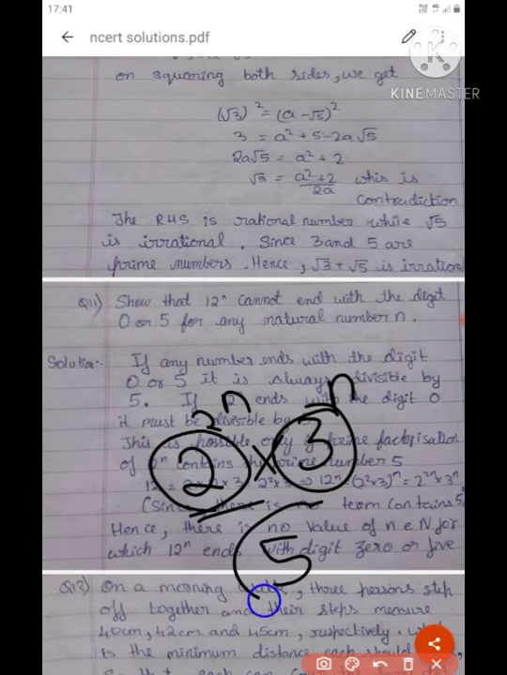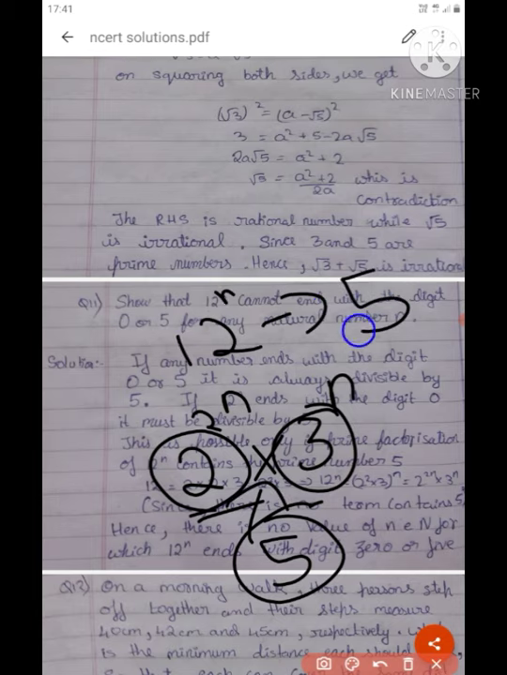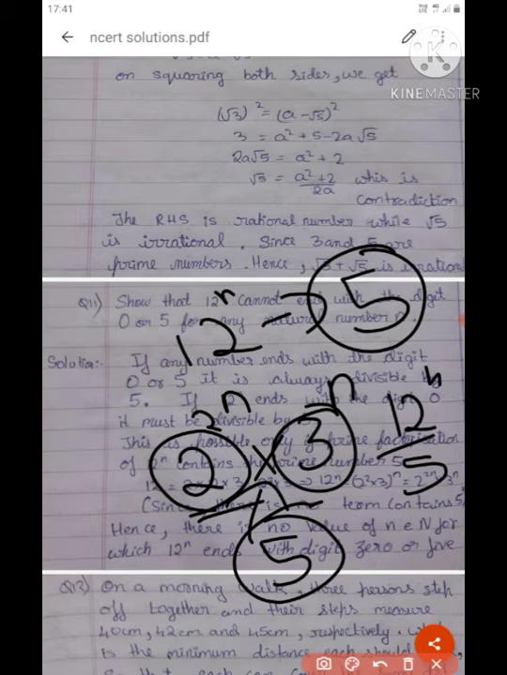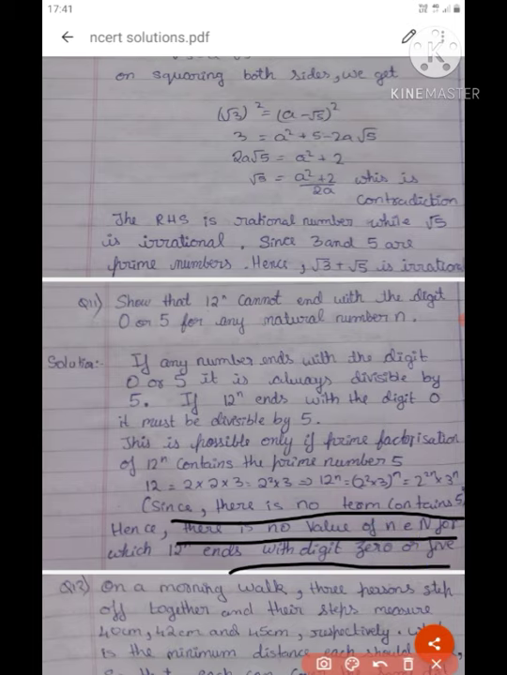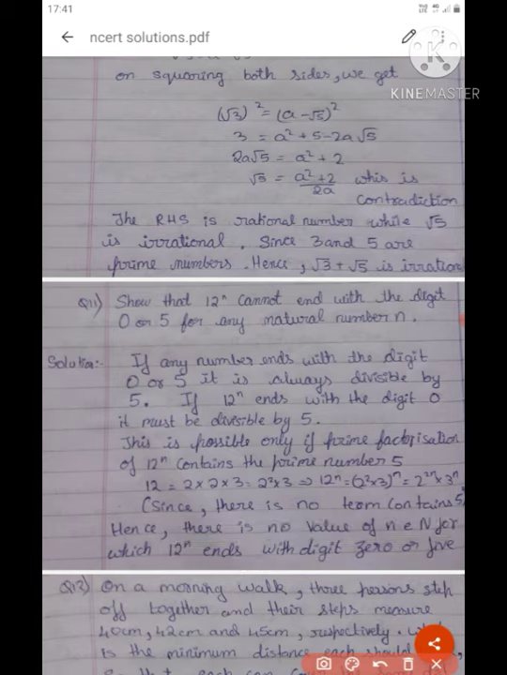The prime factors over here are 2 and 3 itself. There's no 5. So if it's not having 5, 12 power n is not having 5 as its prime factor. So obviously 12 power n is not divisible by 5, so it's not ending with digits 0 or 5, right? Since there is no term containing 5, there is no value of n for which 12 power n ends with 0 or 5. Note it down. We'll go for the next question.